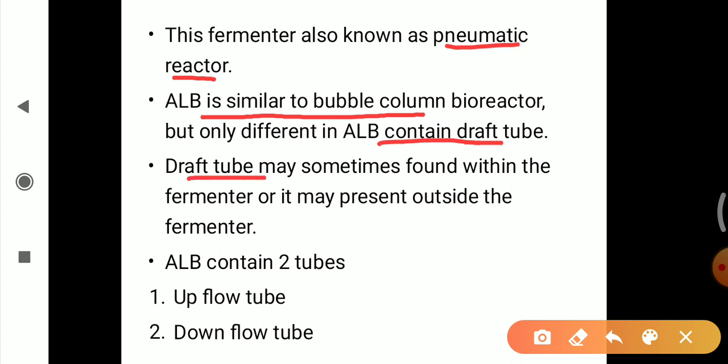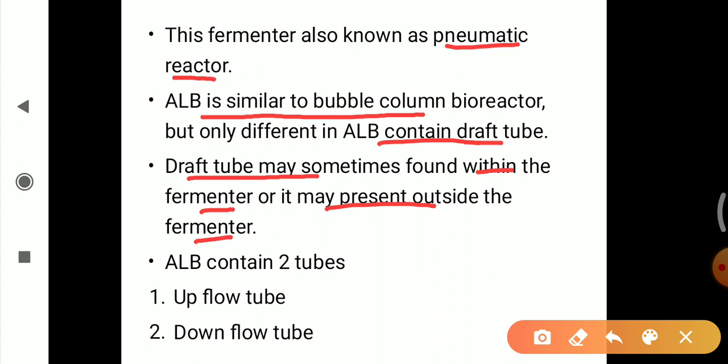Draft tube may sometimes be found within the fermenter, or it may be present outside the fermenter. If the draft tube is present within the fermenter in the central section of the vessel, then it is known as an internal loop airlift bioreactor. If the draft tube is found outside the vessel, then it is known as an external loop airlift bioreactor, which will improve circulation, oxygen transfer, equalize shear forces in the reactor, and require less air.